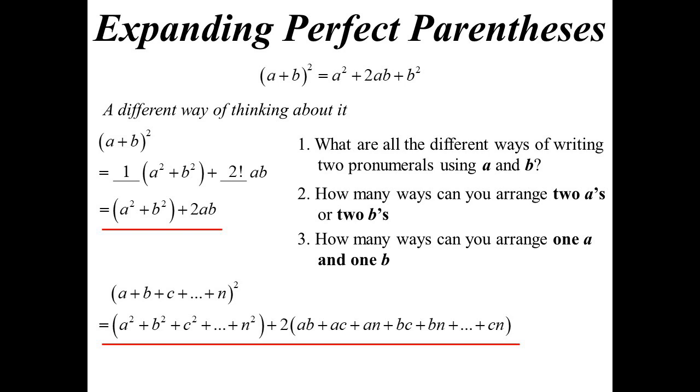Arranging 2 objects that are the same is one way of doing it. Arranging 2 objects that are different, there are 2 factorial, or 2 ways of doing it. So any perfect square will always be all of the individual pronumerals squared plus twice all the possible pairings of the pronumerals.